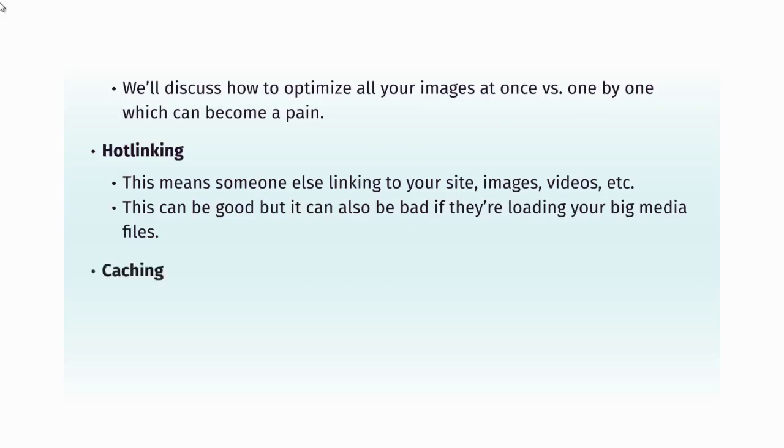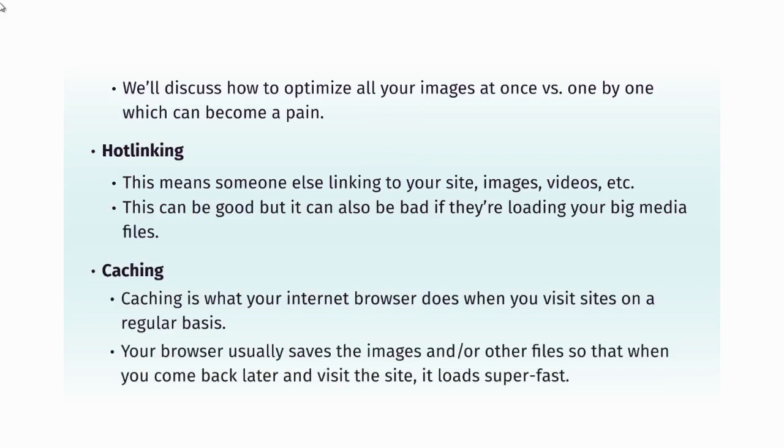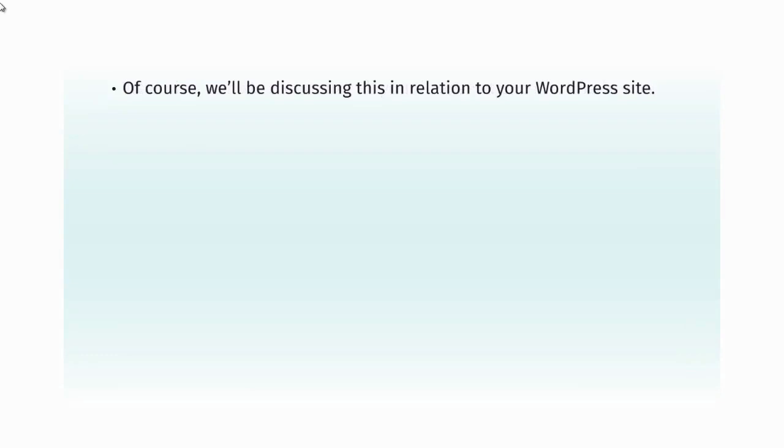The next thing is caching. Caching is essentially what your internet browser does when you visit sites on a regular basis. Your browser usually saves tons and tons of images and other files, HTML files and CSS and other files, so that when you go back to that website at a later date, it's already sitting on your computer, and therefore it loads super fast. So you can do the same thing with WordPress, but you need to tell it to do it a certain way. And of course, we'll be discussing this in relation to your WordPress site and all of that.